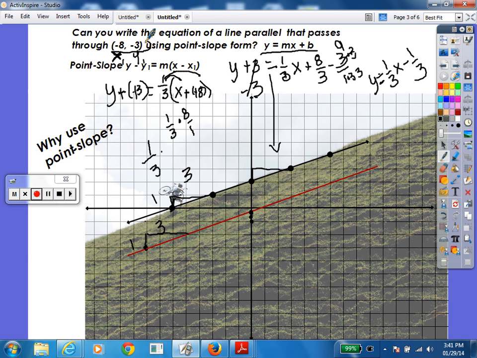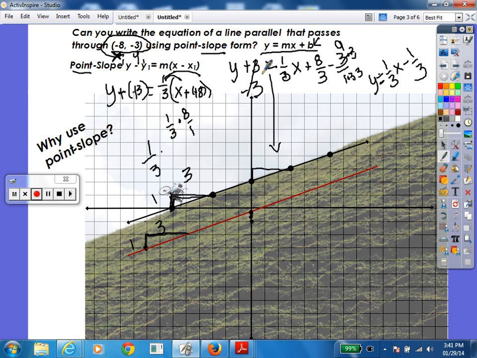Because I gave you a point that was not the y-intercept. This is slope-intercept. This is the y-intercept, but I didn't give you the y-intercept. If this was the y-intercept, this would be a 0. Okay, I gave you a point. And I told you to use the slope. So when you could find the slope because parallel lines have the same slope.